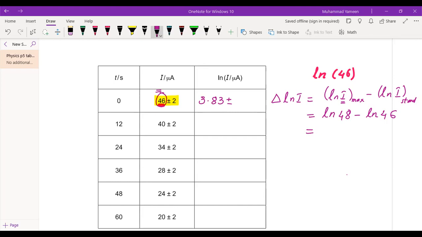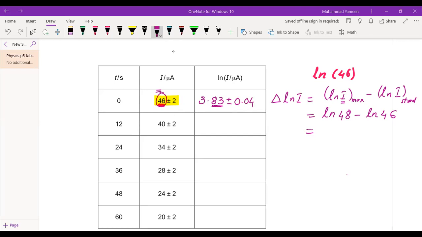So your answer is 0.04, you can see on the screen. So what is the rule to write the absolute error? If in a number you have two decimal places, then the decimal places in the absolute error should be the same as the decimal places in the number. So you have to write your answer up to two decimal places. So that is 0.04. You can see it on the screen on my calculator.